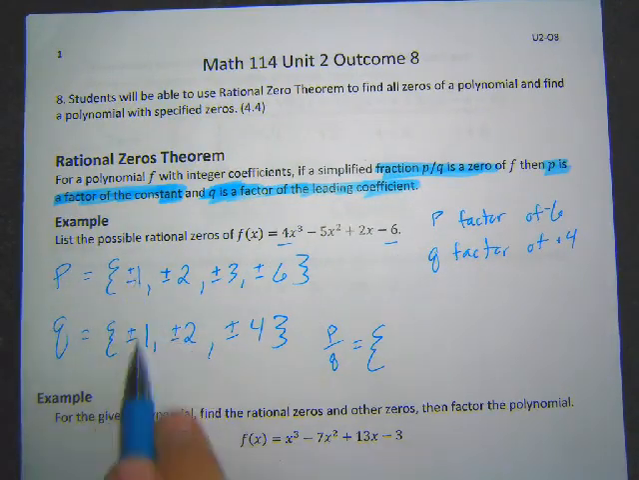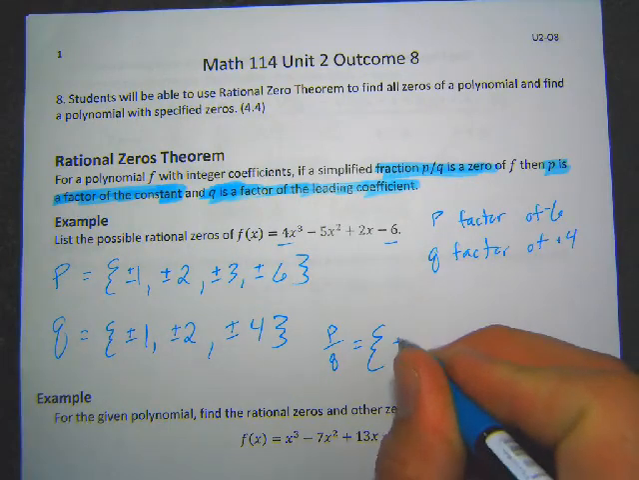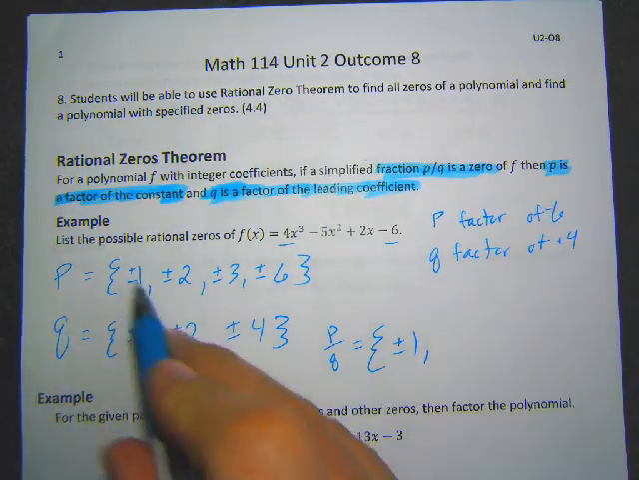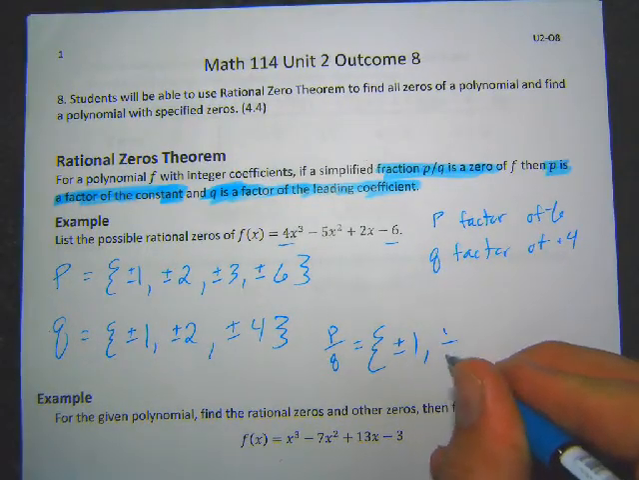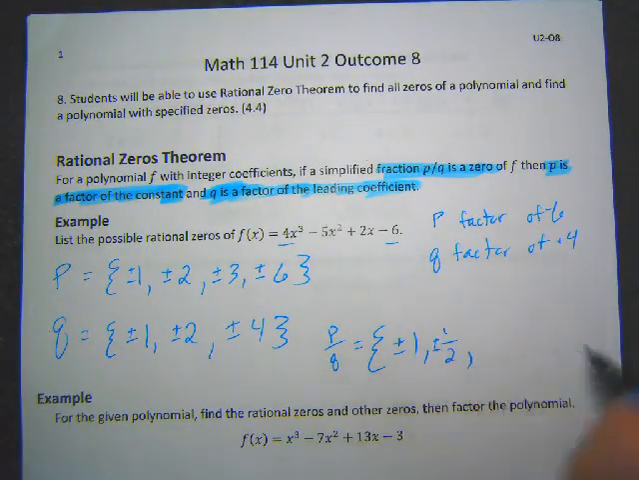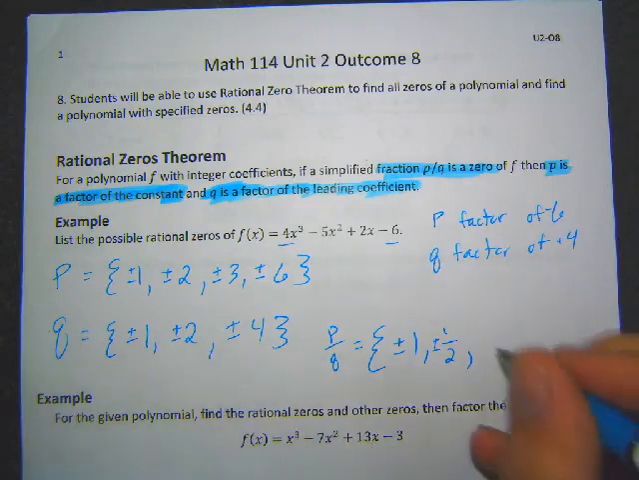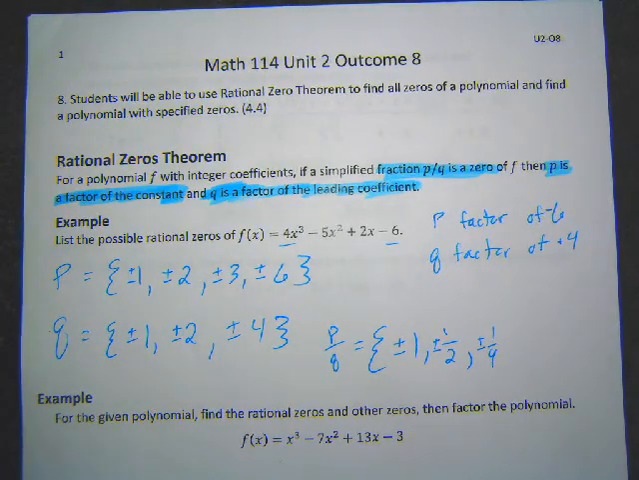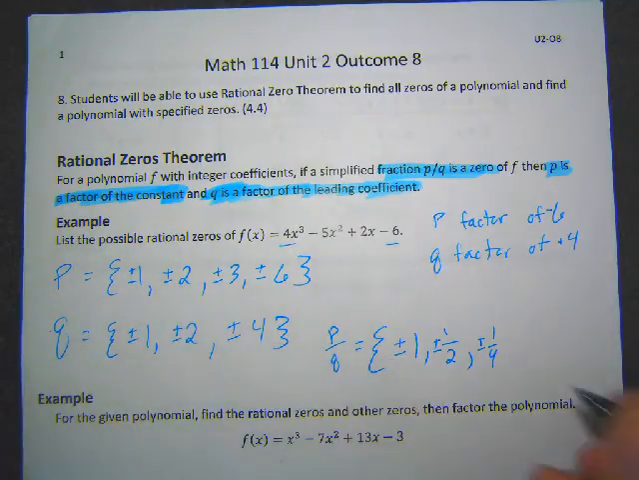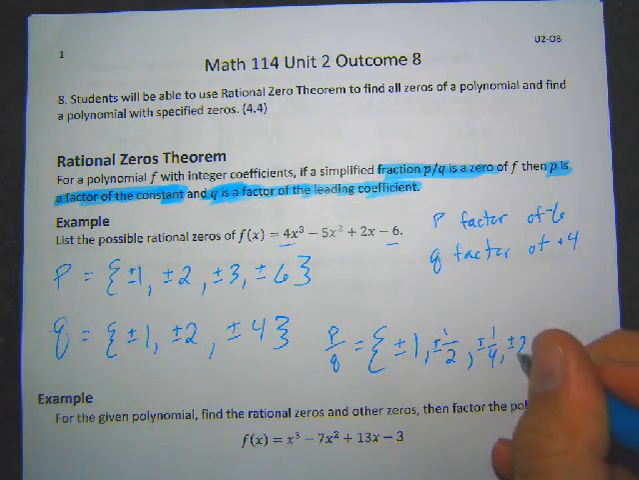So I'm going to do 1 over 1, which simplifies to 1, so plus or minus 1. I do 1 over 2, right? 1 over 2 is 1/2. Don't forget the plus or minus. 1 over 4, so plus or minus 1/4. So those are all possible answers. I keep going. I do 2 over 1. That's another one, so plus or minus 2.